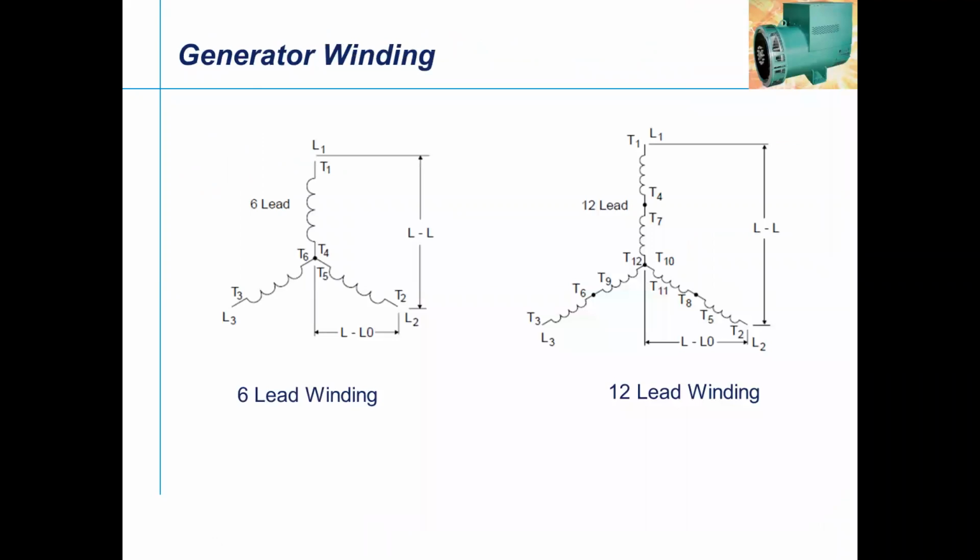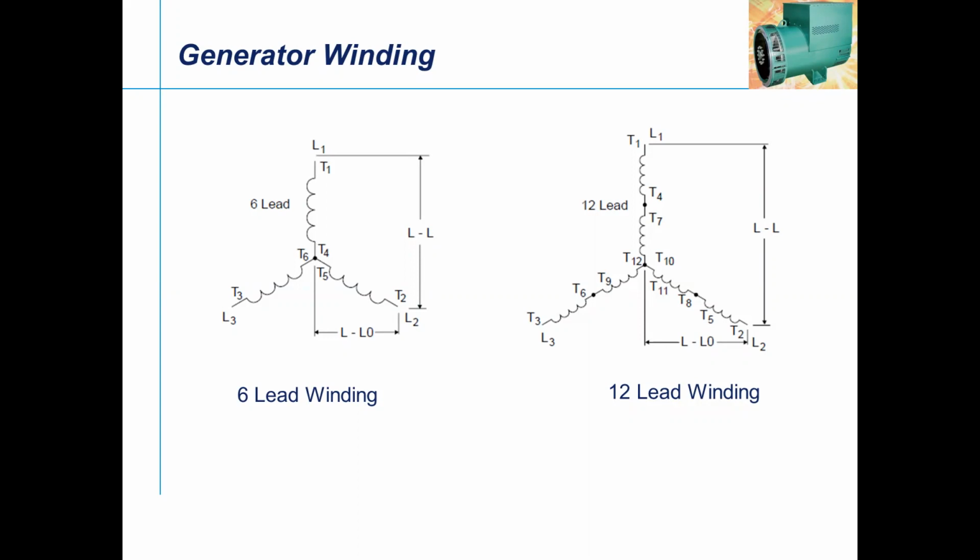Coming to our generator winding, of course, a generator is a 3-phase 3-wire system. Normally, we know generators are star connected, where it's a 6-lead connection and a 12-lead connection. There are delta connected generators also, where the voltage will be different based on the requirement.